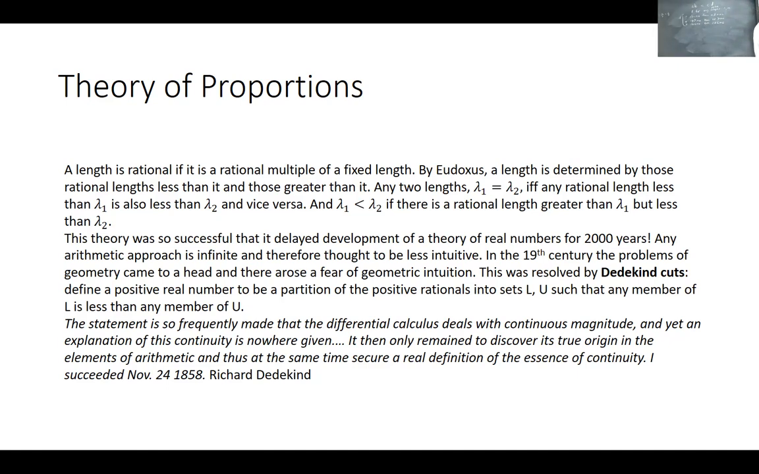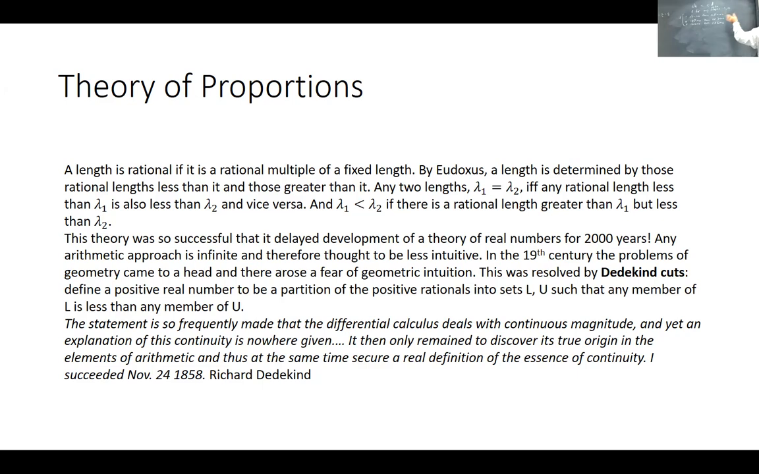Which is a pretty complicated way, but actually what it's saying is a length is determined by the rational lengths, right? A length is rational if its length is a rational multiple of some fixed length. So you make some fixed length your unit, and a rational length is then all the rational multiples of that fixed length.